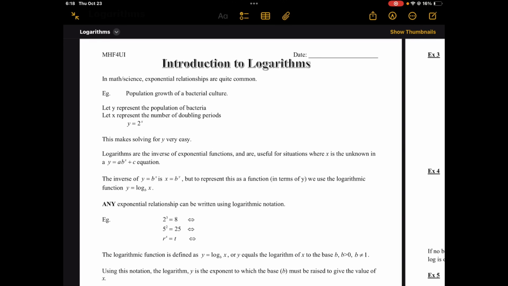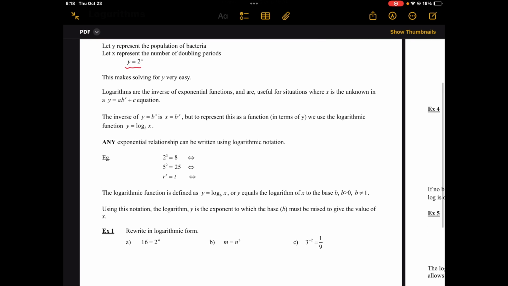So far, we've talked about exponential relationships, which are quite common, things like population growth or bacterial culture. When the function is like this, it's very easy to solve for y. Today, we're going to look at logarithms, which are the inverse of exponential functions, and they're useful for situations where x is the unknown in the equation.